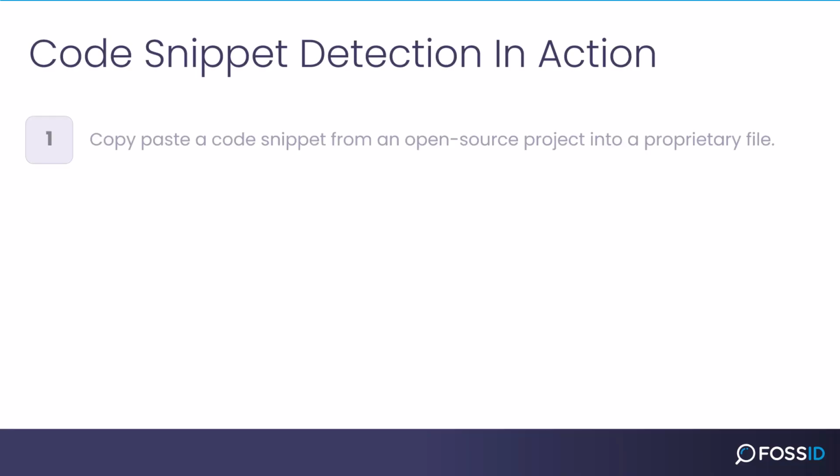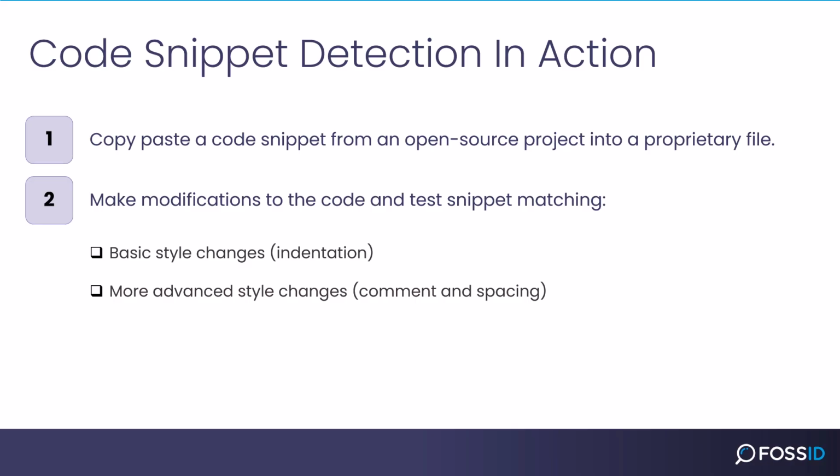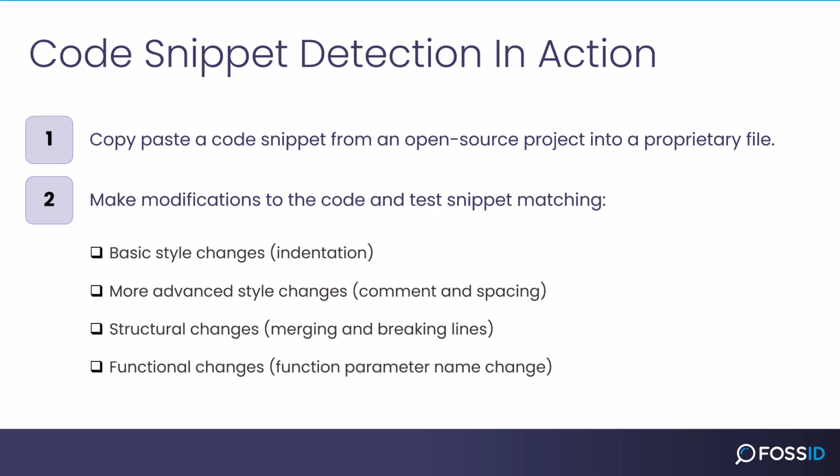In this example, I'm going to take a proprietary file and copy-paste a snippet from an open source project. Then I'm going to modify that snippet in a few different ways. First, I will just make some basic style changes like the indentations. Then I'm going to make some more advanced style changes, things like adding comments and changing the spacing in the code. After that, I'll make some structural changes, merge some lines and break up other lines. And finally, I'll go further and modify the code by changing some parameter names. And along the way, with these 4 files, you'll get to see FossID snippet detection at work and how it stands up to these different levels of code modifications. So let's get into it.